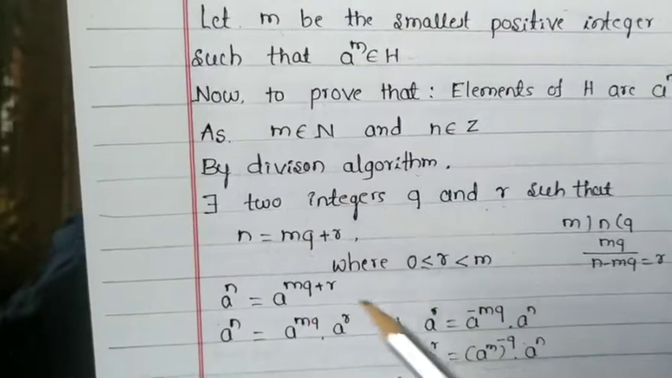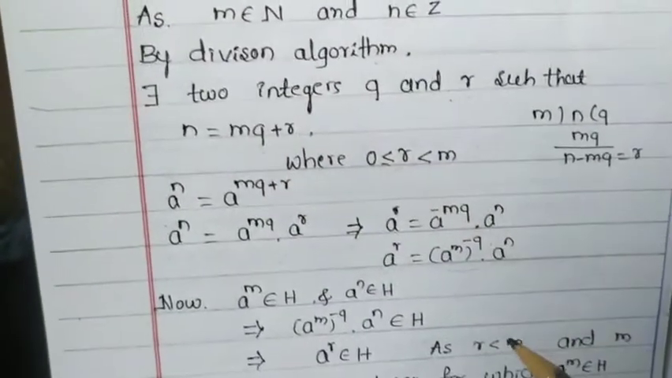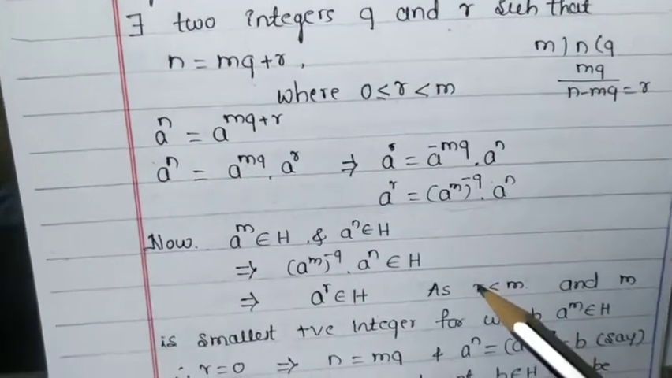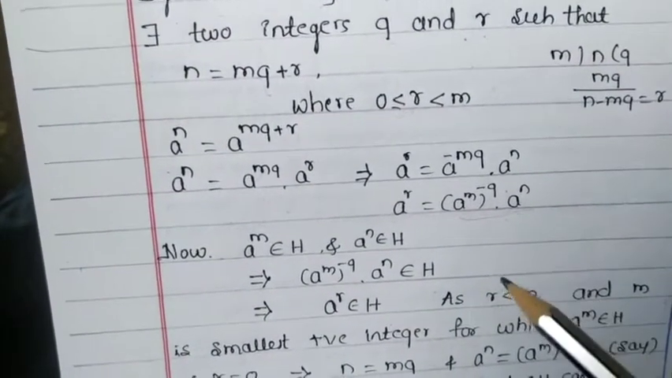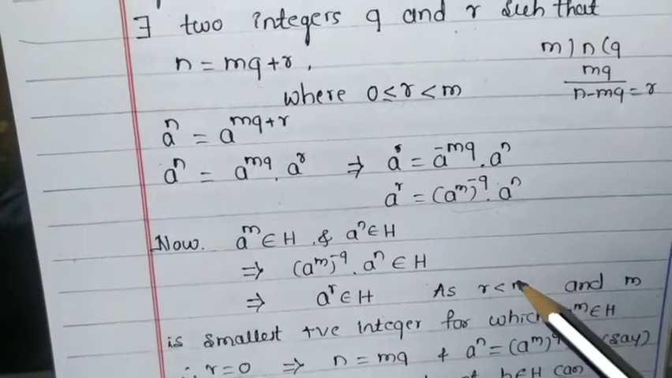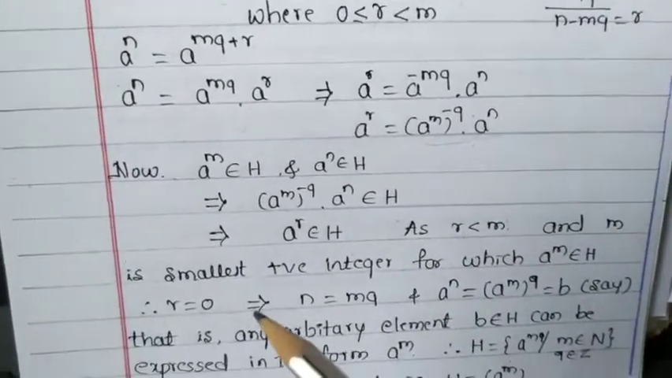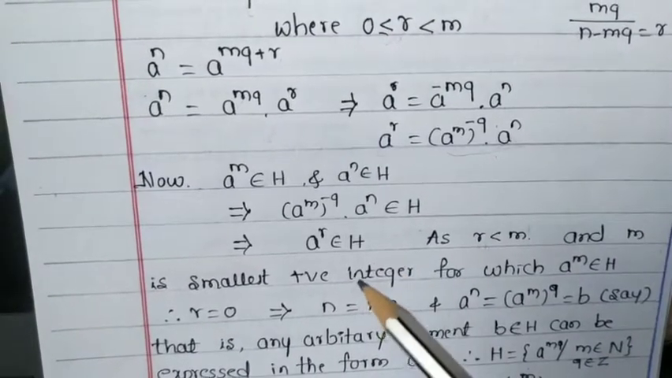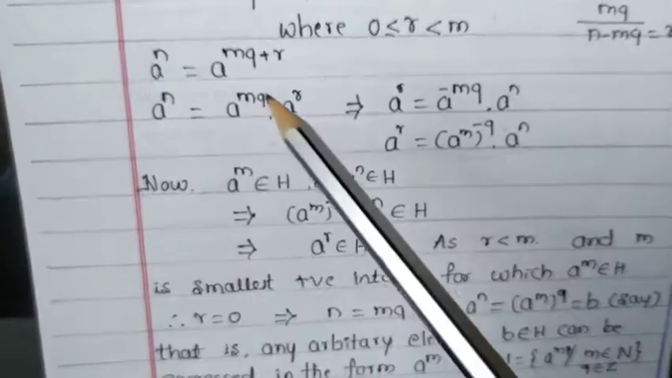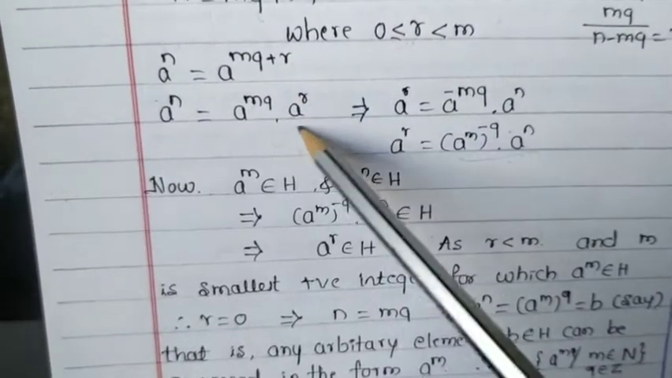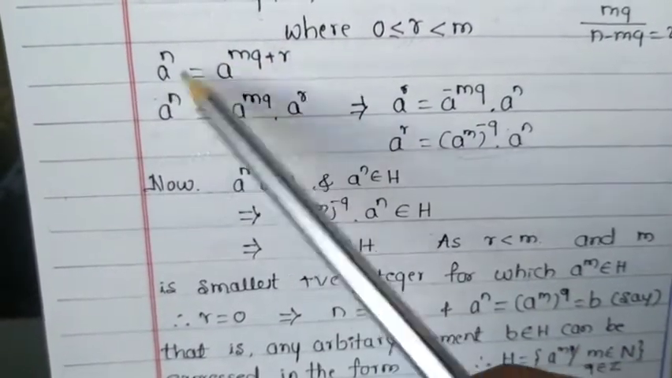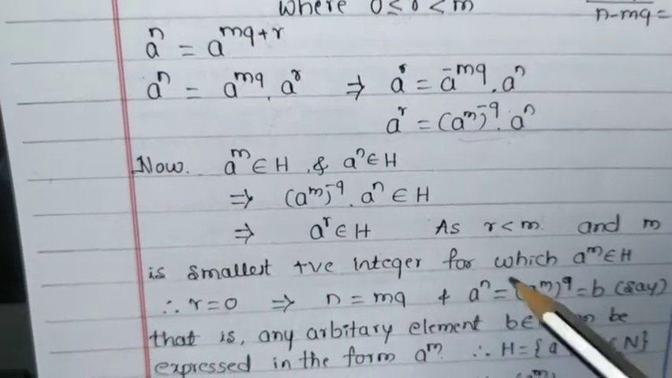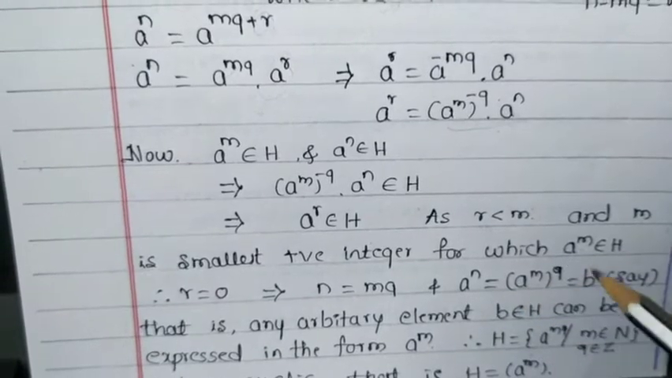According to the division algorithm, it gives one more number a raised to r that is less than m. It is wrong. It should be noted that r less than m is wrong. Therefore r should be 0. Now n equal to m q. Now r is 0 means a raised to n equal to a raised to m q, or n equal to m into q. That means a raised to n equal to a raised to m raised to q.